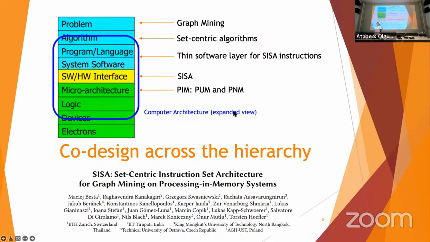SISA starts with the problem of graph mining. It provides set-centric algorithms. It also provides a thin software layer for the SISA instructions. Then the software-hardware interface is the set-centric ISA extension, SISA itself. And beneath, there's processing in memory, using memory and processing near memory, to implement that. So we are really taking the expanded view of computer architecture today.